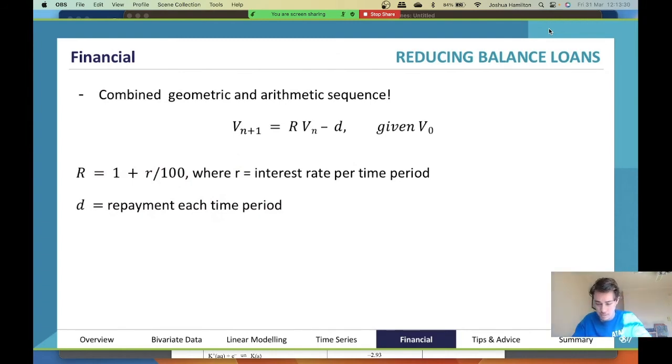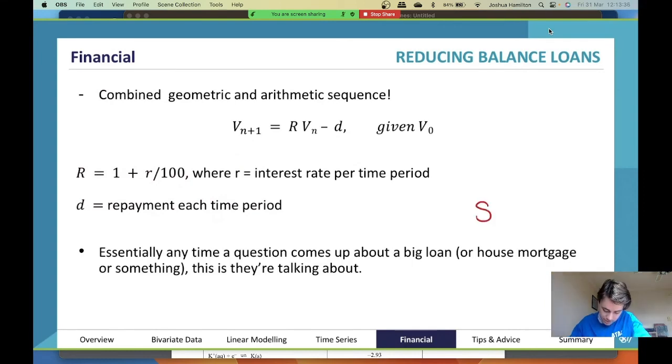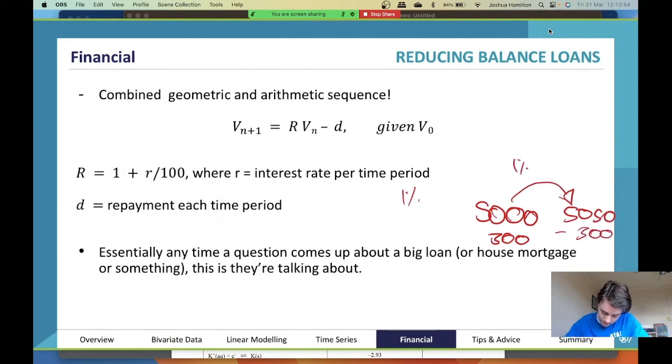So the loan goes up. Every single time you go to pay it, the loan goes up, then you pay it. Let's just say you take a $5,000 loan. Your first repayment is going to be $300, but there's 1% interest on it. When you go to pay that $300, you're actually going to pay it off $5,050. You take the $300 off it, and it's going to be $4,750.